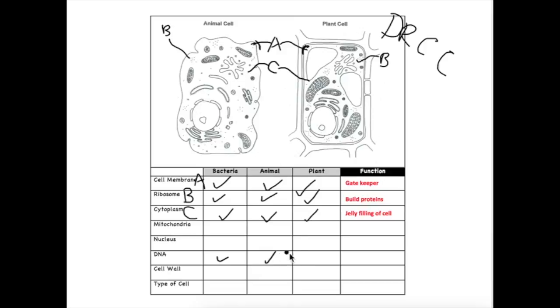Bacteria has it, animal has it, and plant has it. All of those have it. And DNA with bacteria, instead of being in a nucleus, is going to be kind of free, floating around there. And the DNA we are going to label as F. And if we look in our animal cell, DNA is going to be right there inside of the nucleus.